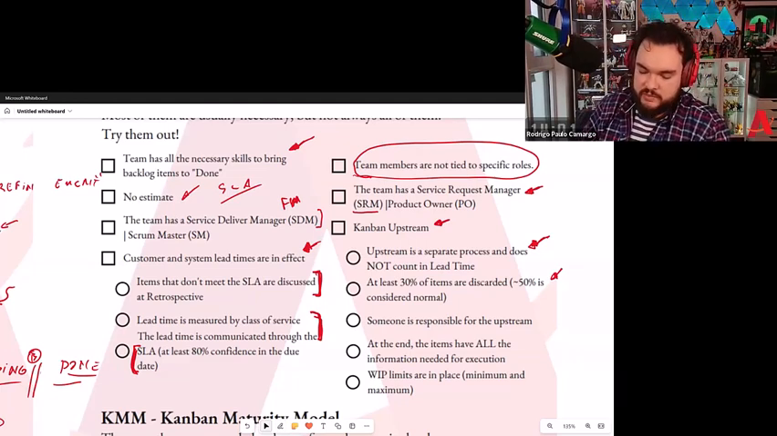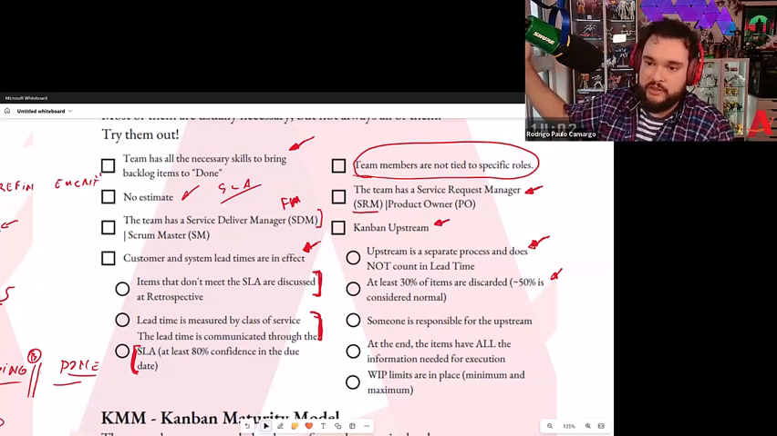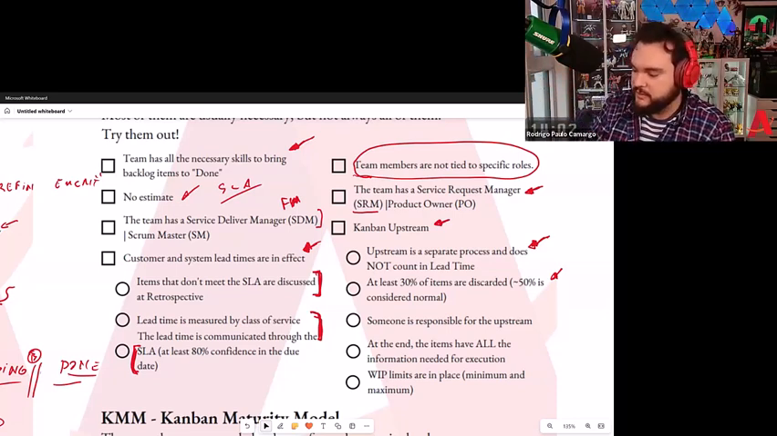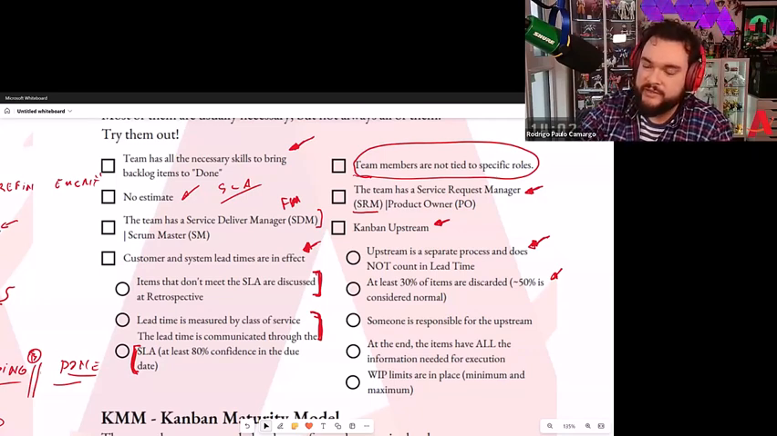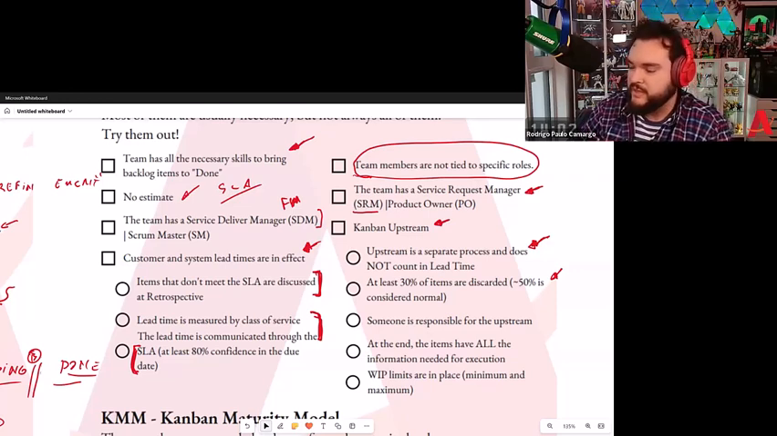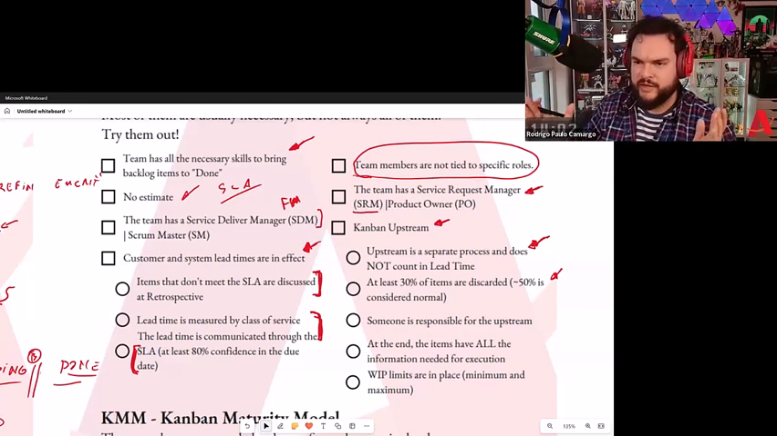And the reason is my take on why you need to have at least 30% of items discarded. Because if everything that comes in as an idea you are doing, you're probably doing stuff that the customer doesn't need. So you're just doing it because a director, a VP, an executive, or the owner of the company asked for it. So again, red flag, what is happening there? Every idea is done. Let's talk about it.